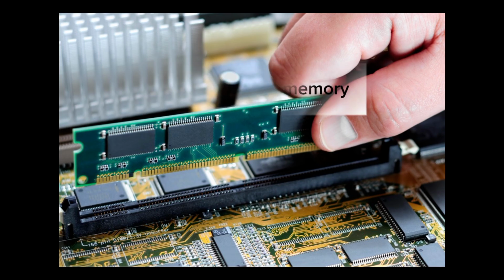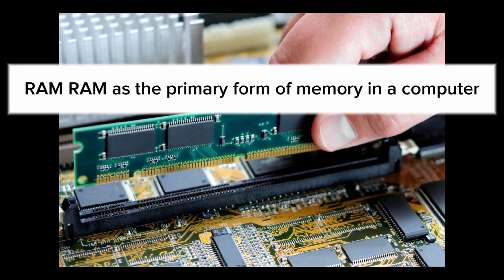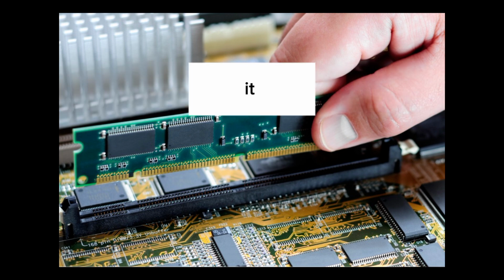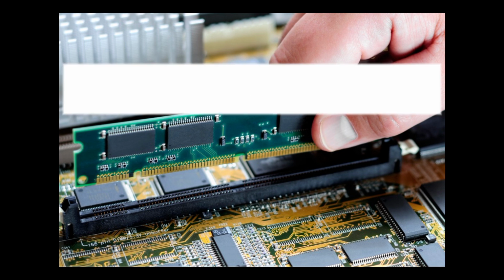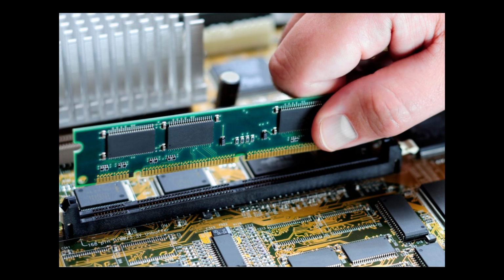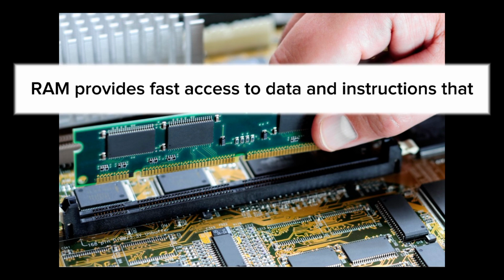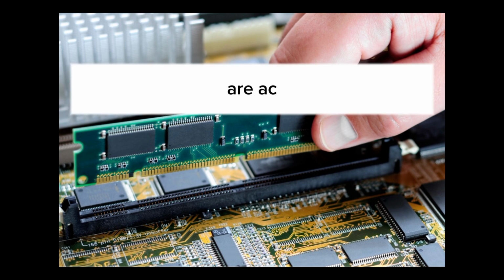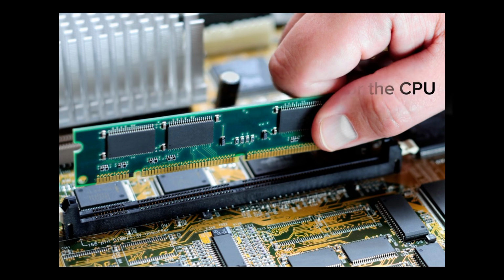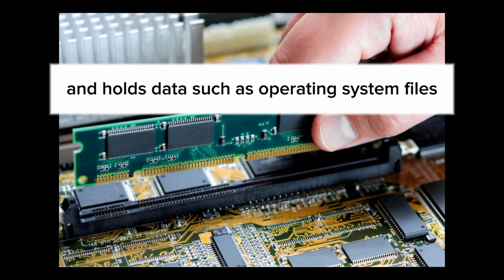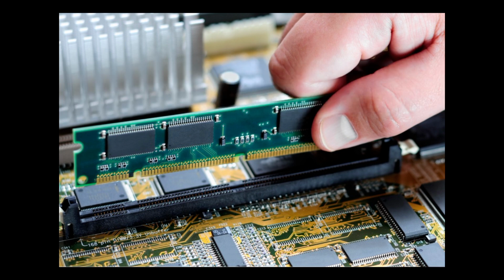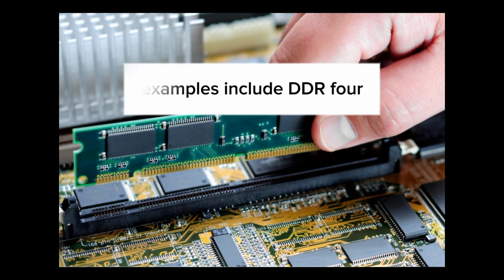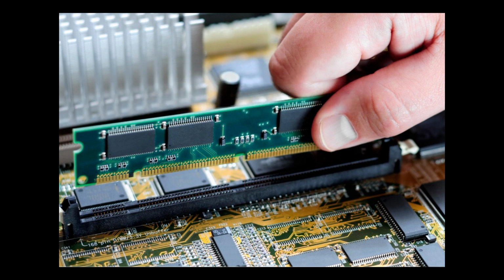Random access memory (RAM). RAM is the primary form of memory in a computer. It is volatile, meaning its contents are lost when the computer is powered off. RAM provides fast access to data and instructions that are actively being used by the processor. It acts as a temporary workspace for the CPU and holds data such as operating system files, application programs, and data being processed in real time. Examples include DDR4 (Double Data Rate 4) RAM used in desktop computers and servers.